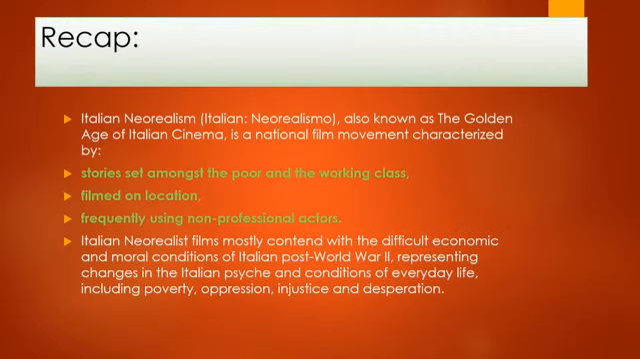So we've spoken about this before. Italian neorealism essentially becomes what is known as the golden age of Italian cinema, and it has a few features attached to it that almost always come up. It's stories that are set amongst the poor and the working classes. It's filmed on location and frequently uses non-professional actors. They mostly contend with the difficult economic and moral conditions of Italy post-World War II, representing changes in the Italian psyche and conditions of everyday life, including poverty, oppression, injustice, and desperation.